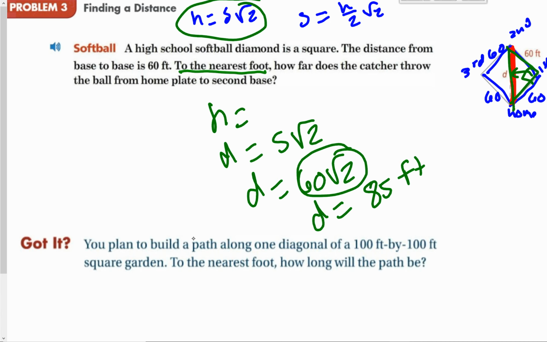All right, go ahead and do your got it here. Draw this, which is dealing with the path along one diagonal of a garden that is 100 by 100 feet. You want to build a path along the diagonal. What does the diagonal mean here? Is the diagonal a side or is it the hypotenuse? That's the size of what you're building, your square garden. So figure out what that diagonal will be to the nearest foot. Use the calculator.